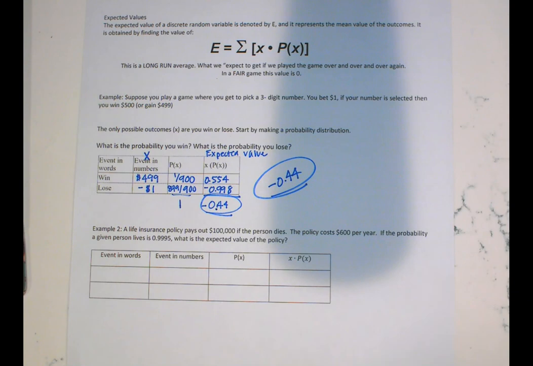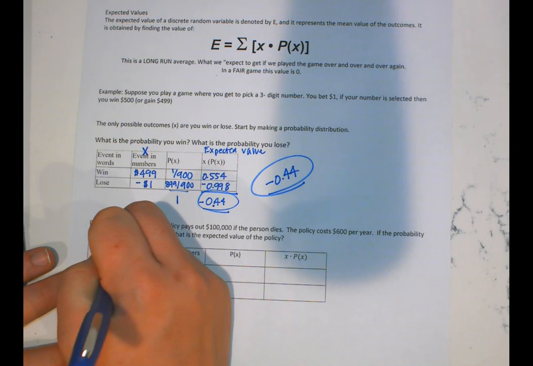Okay, so again, you might want to pause and try example number 2 on your own, but we'll go over it together here. A life insurance policy pays out $100,000 if a person dies. The policy costs $600 per year. If the probability a given person lives is 0.9995, what is the expected value of the policy? So we're just assuming the first year of getting this insurance. This wouldn't work the same way, we'd have to do it a little differently depending on how many years we wanted this to play out. But when we talk about the events in words, what are the two possibilities? Well, we either live or we die.